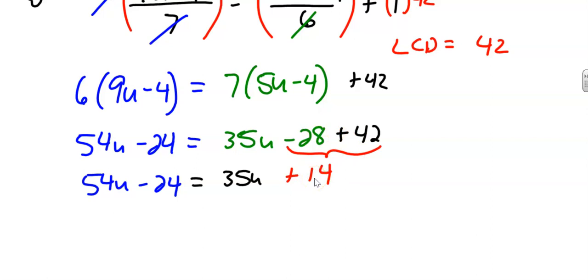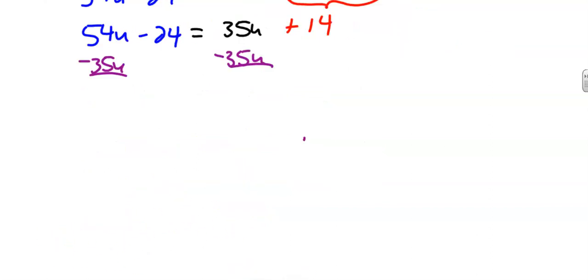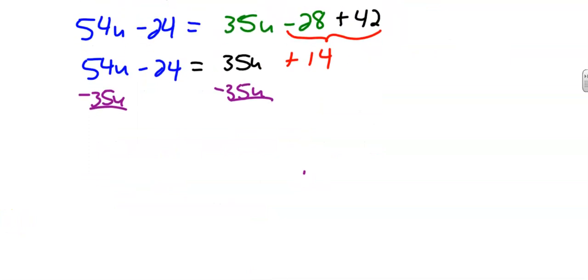Okay, so now you've done everything you can do. It's just get the numbers to one side, variables to the other side, and then just work it out from there. So for this one, let's get rid of the 35u from this side, so we'll subtract 35u from both sides. Okay, that'll leave 19u here, minus 24 equals 14.